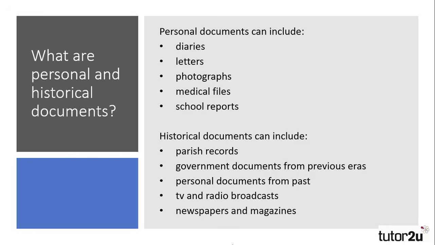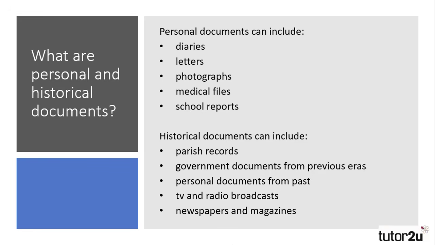What do sociologists mean by personal and historical documents? Well, personal documents are documents that are specific to one person and usually not kept in the public domain. For example, diaries, letters, photographs, medical files, school reports. Although it can be argued that in contemporary society, with the increased use of social media, sites such as Facebook, Instagram, and vlogs and blogs could also form part of personal documents.